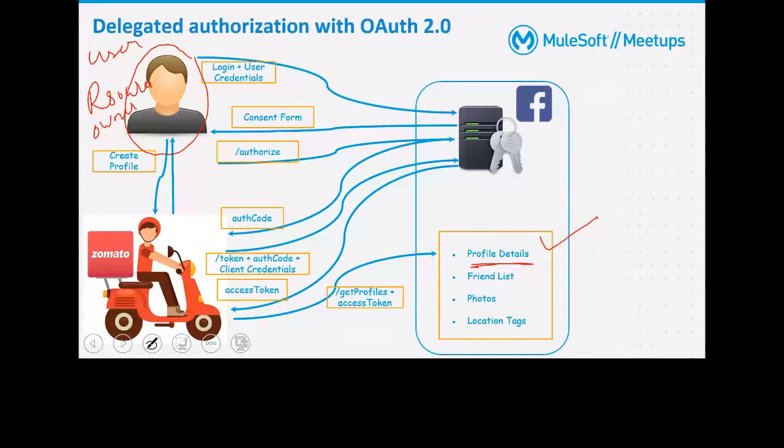Now once this access token is shared with Facebook, it will say, I don't know what this access token is, let me verify. So it will verify with someone. We'll talk about who this someone is. It will validate this access token, and you will get a response from that someone to Facebook. Then Facebook will say, okay, this access token is correct. You have access to profile details, and you can go ahead and use them.